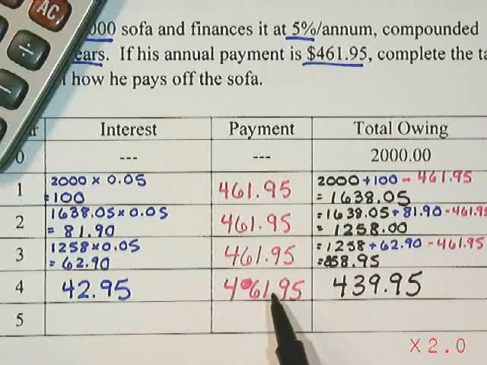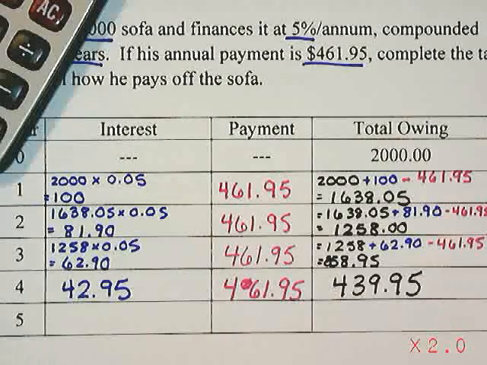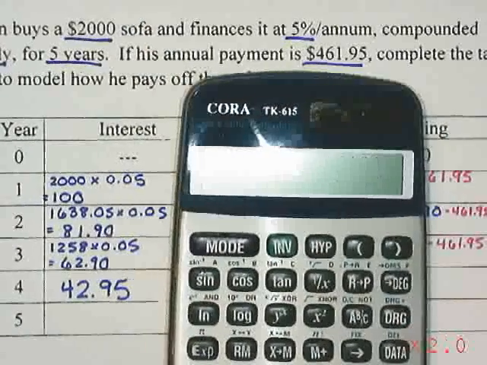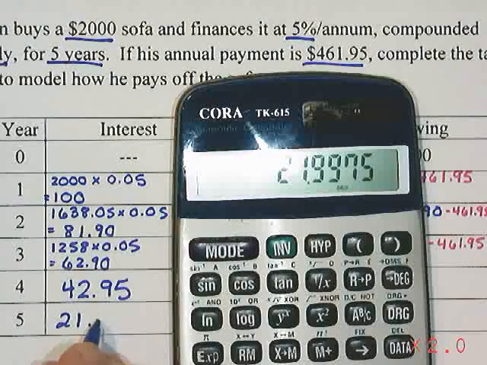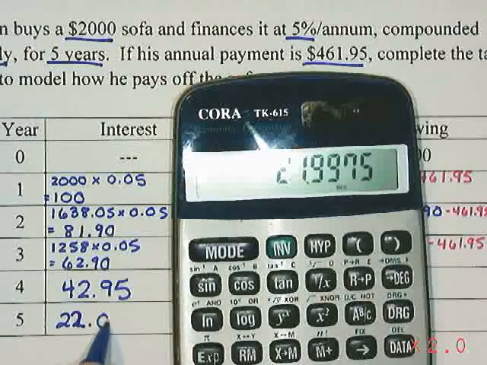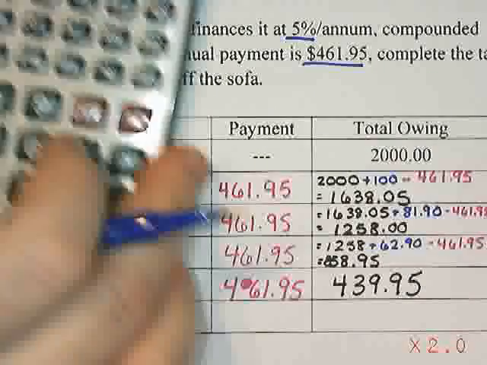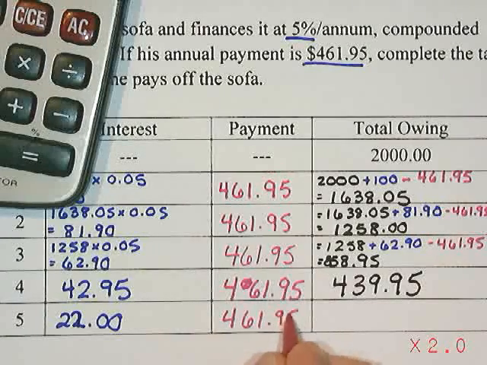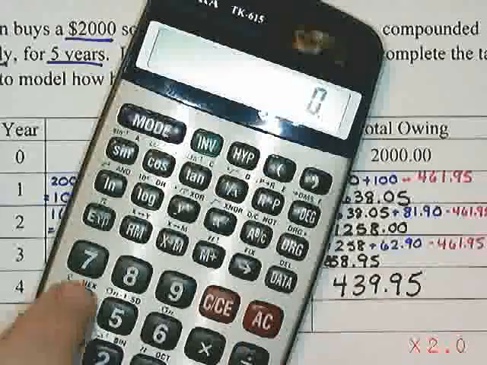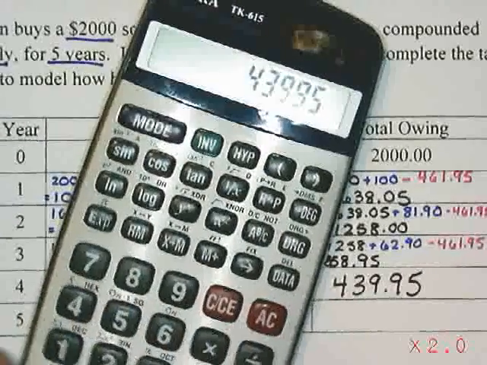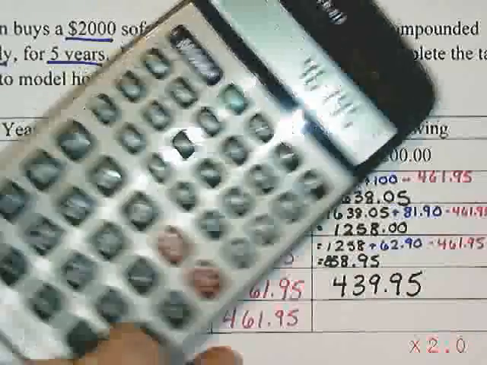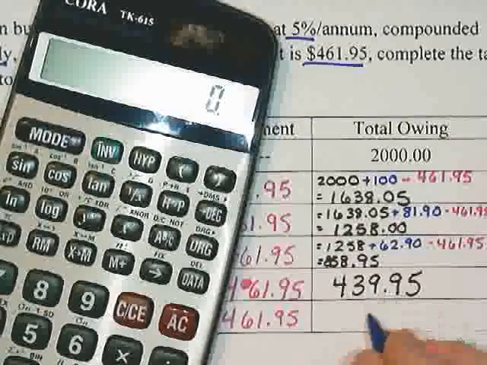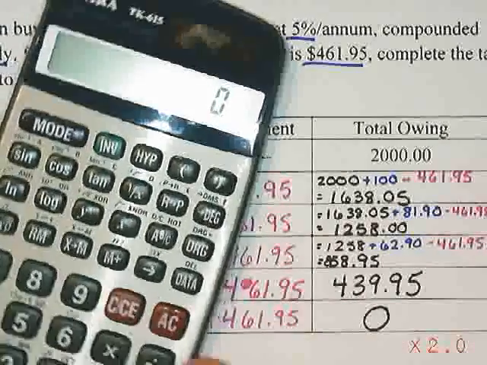Now it seems odd to me that we have one more year to go and what he owes is less than his last payment, but he's going to get charged interest one last time here. So we get interest charged on this, 5% of this, which is $21 and actually $22, because that 7 is going to push that up. We are paying off $461.95. So $439.95 plus $22 is $461.95. If I take away that last $461.95, ta-da! He's free and clear. He's paid off the sofa. It's his to keep.